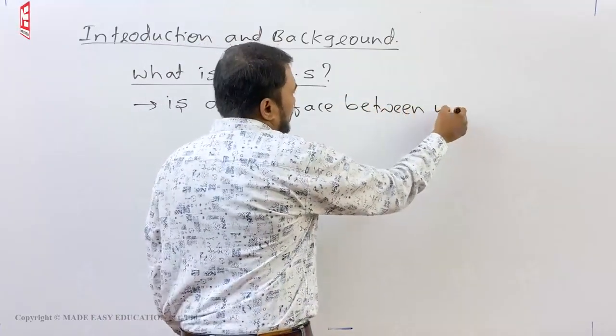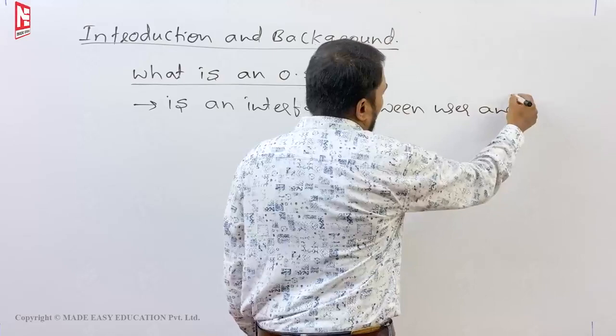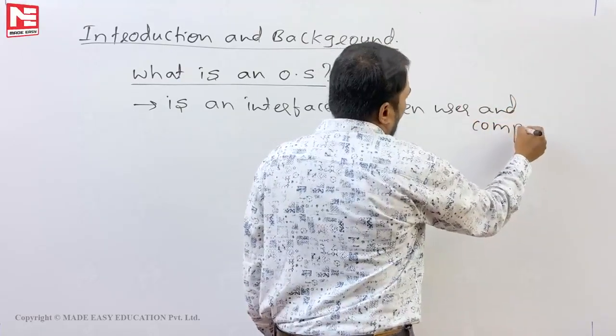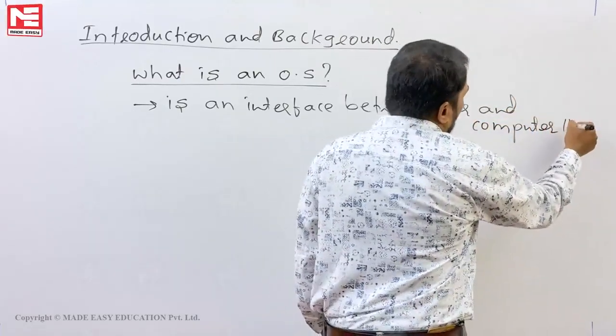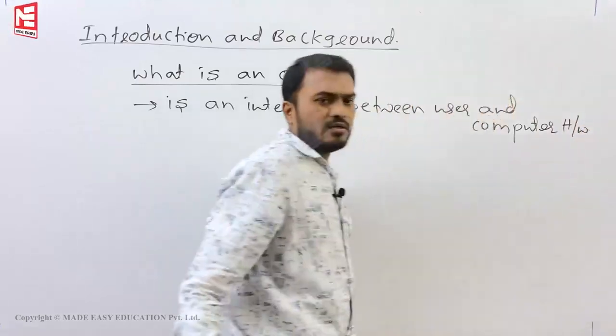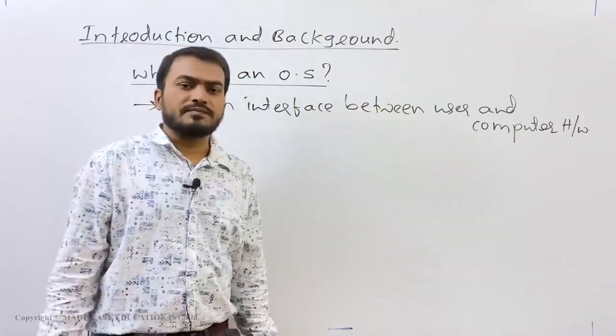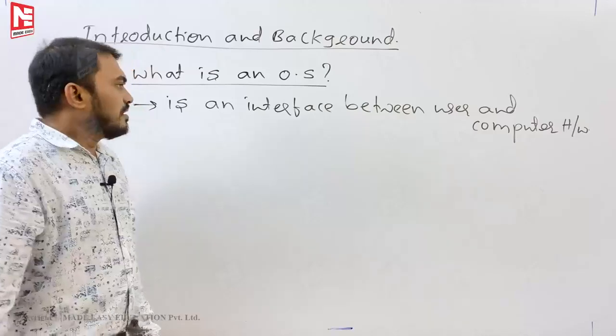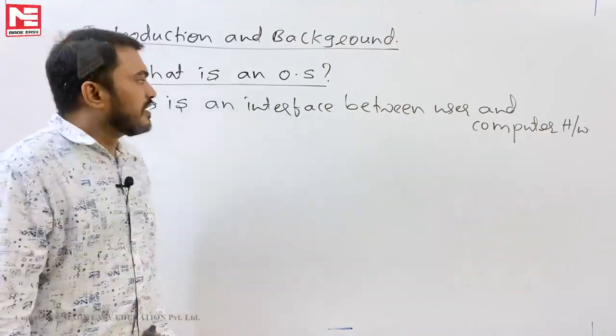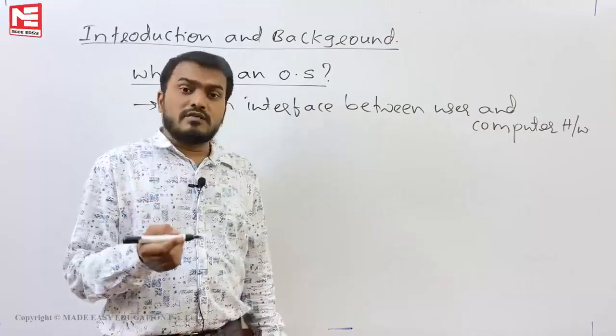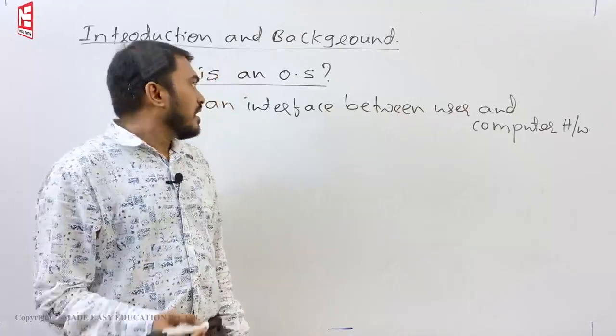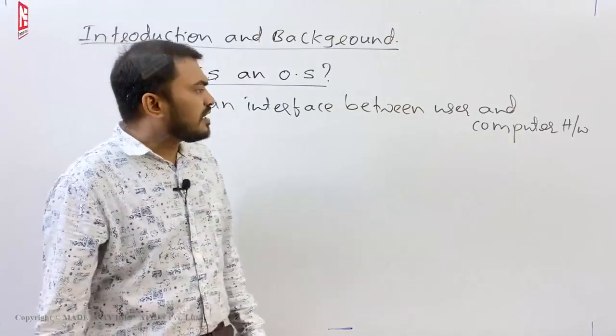between user and computer hardware. Okay, user and computer hardware. Now understand here, that is a simple definition of the operating system. Make proper notes while listening. Operating system is the interface between user and computer hardware.